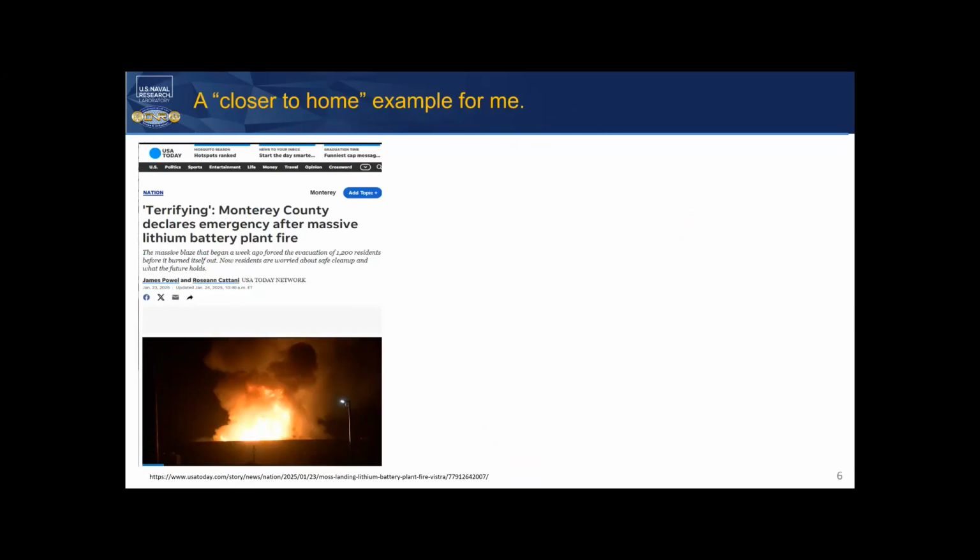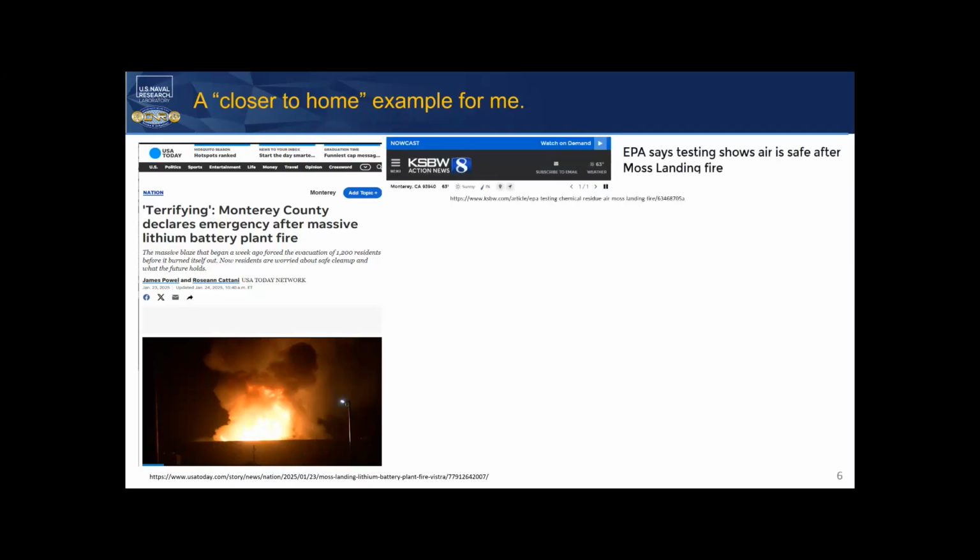As a closer to home example, we all live with this. Back in January here in Monterey, we had a giant lithium fire. They have these giant battery plants now going all over the United States to help balance the loads for power infrastructure. It was very interesting driving home and seeing flames shooting 100 feet into the air as this battery plant burned for 3 days. But they said, don't worry, the air is safe, even though you have all of this burning lithium.